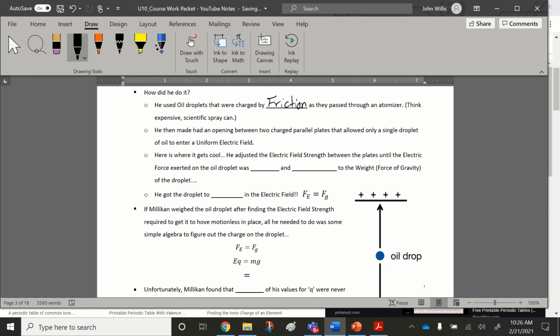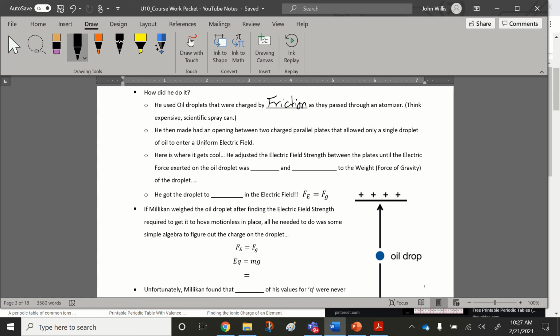And his goal was to dial in the electrical field strength of the two charged parallel plates that he was using. I'll post a video that will show you exactly what he was doing. His goal was to have the electric field strength in between those two parallel plates at the correct value.